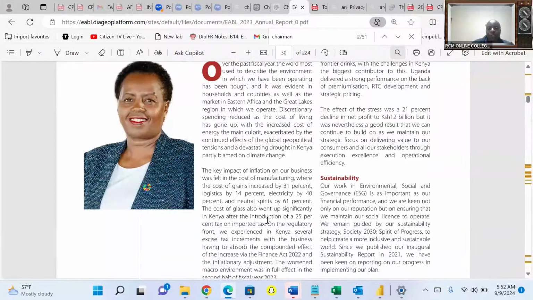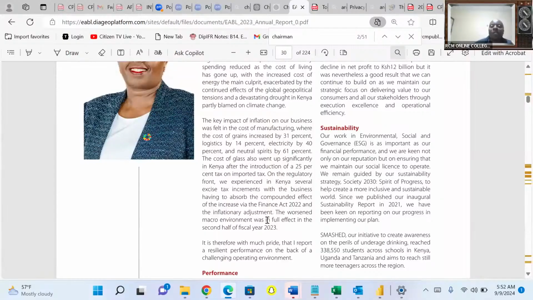The key impact of the inflation on our business was felt in the cost of manufacturing, where the cost of grains increased by 31%, logistics by 14%, electricity by a whole 40%, and neutral spirits by 61%. The cost of glass also went up significantly in Kenya after the introduction of a 25% tax on imported glass. On the regulatory front, we experienced in Kenya several excise tax increments, with the business having to absorb the compounded effect of the increase via the Finance Act 22. And the inflationary adjustment, the worsened macro environment was in full effect in the second half of fiscal year 23. It's therefore with much pride that I report a resilient performance on the back of a challenging operating environment.